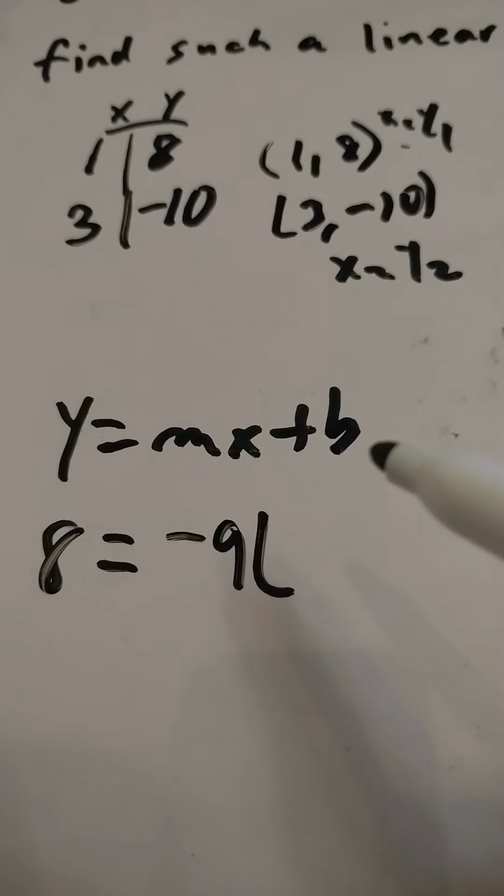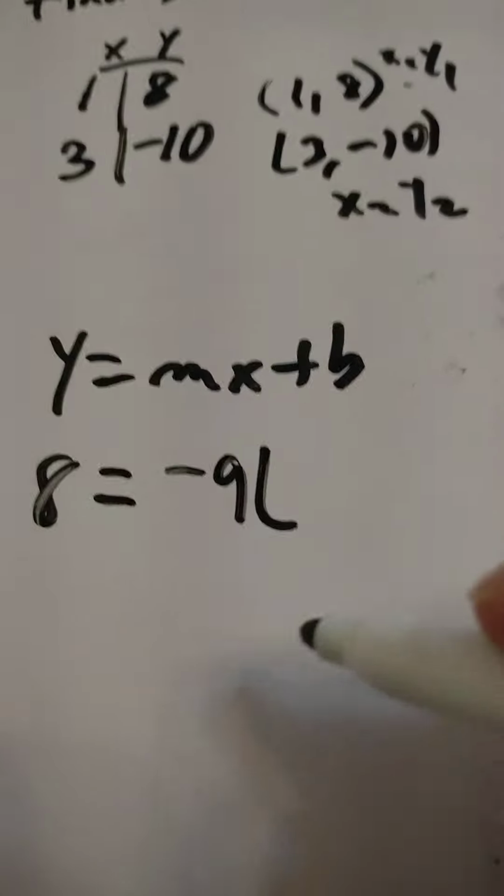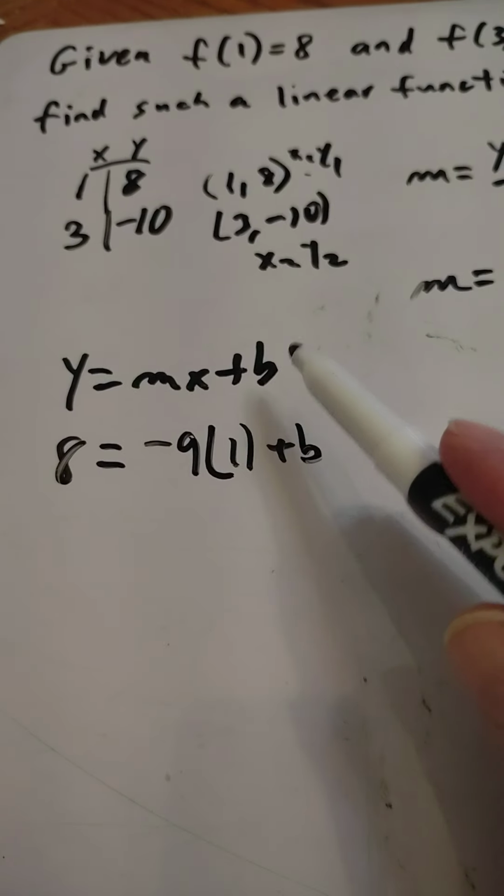What am I going to plug in for x? I have to go back to that same ordered pair, and I'll plug in 1. Isn't that the x-coordinate? So 1 and then plus b. Mission accomplished. We filled in for all the variables but b.